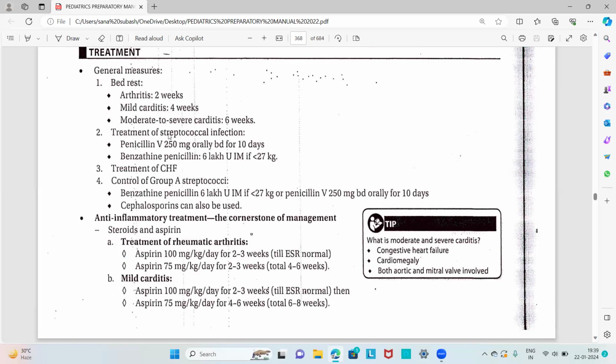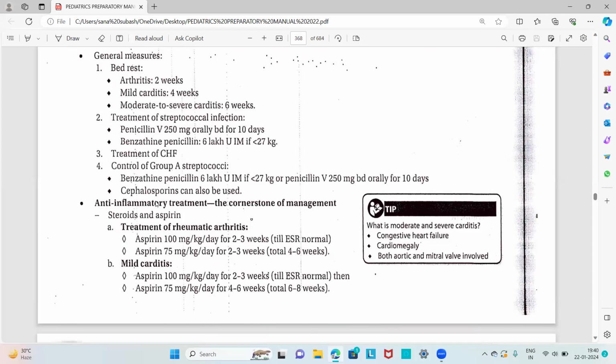And for the treatment of the streptococcal infection, penicillin orally twice daily for 10 days is required, and benzathine penicillin 6 lakh international units intramuscularly if the weight is less than 27 kilograms. And for the control of group A streptococci, benzathine penicillin and cephalosporin can also be used.